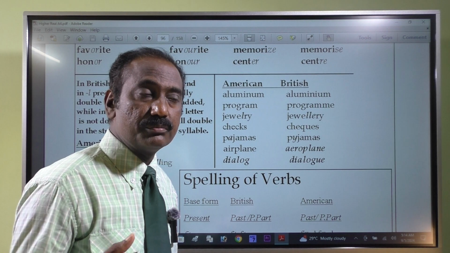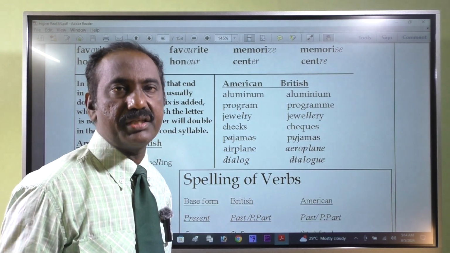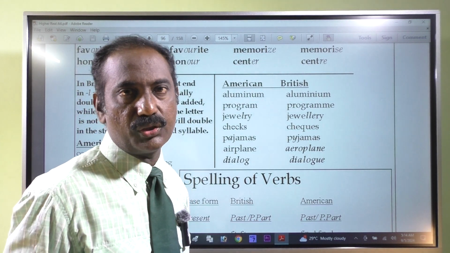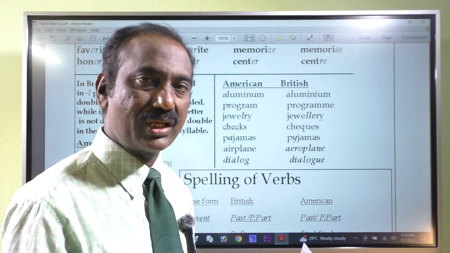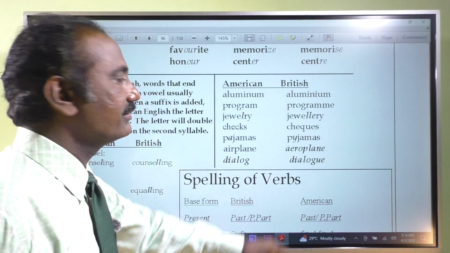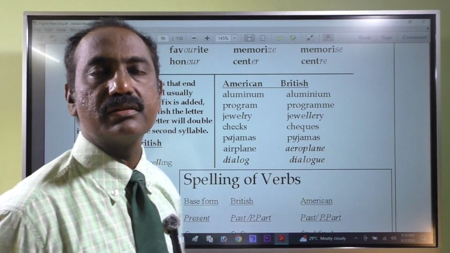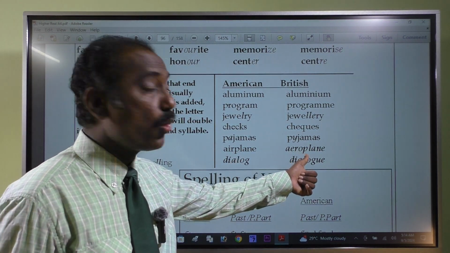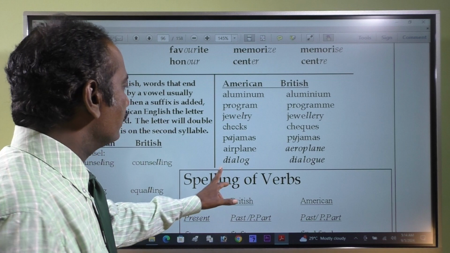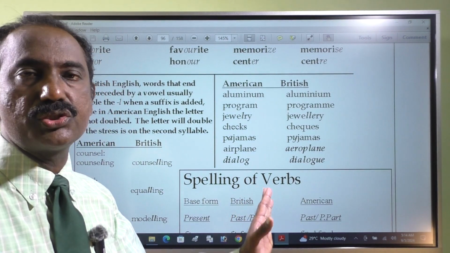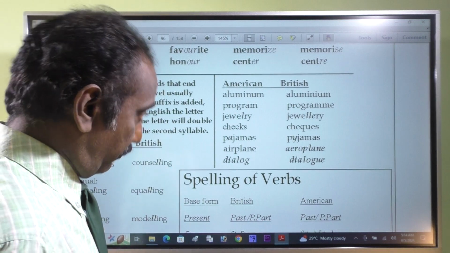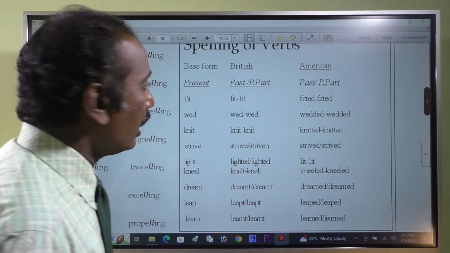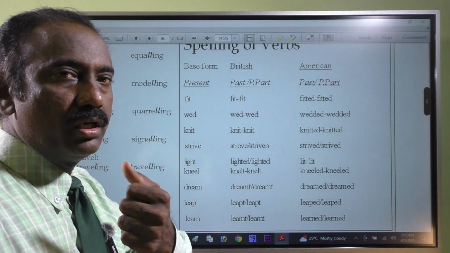You know one thing, Britishers usually use queue, but Americans use line or queue also. Queue or line, anything is okay for Americans. Airplane for Americans, aeroplane for Britishers. See here, A-I-R, A-E-R-O: a lot of difference in spelling. Dialogue: for Americans there is no G-U-E, only G; for Britishers, it is D-I-A-L-O-G-U-E. After this, some grammatical differences will also be taught.